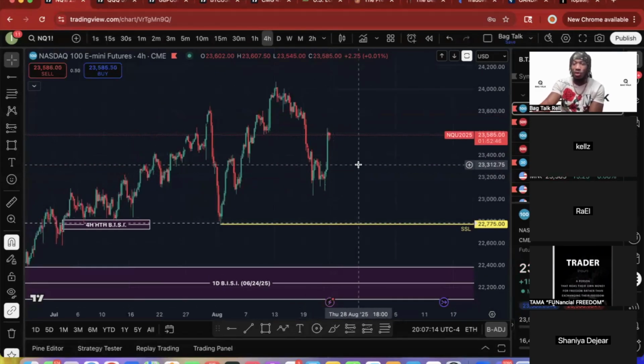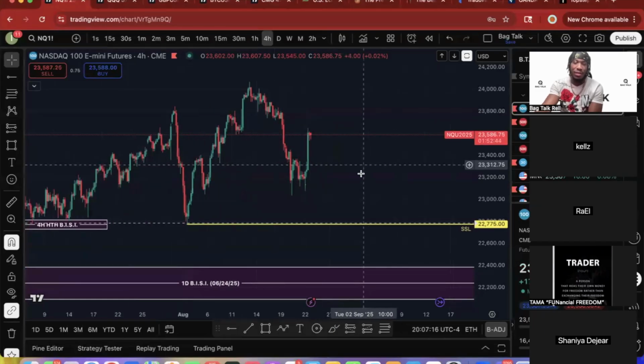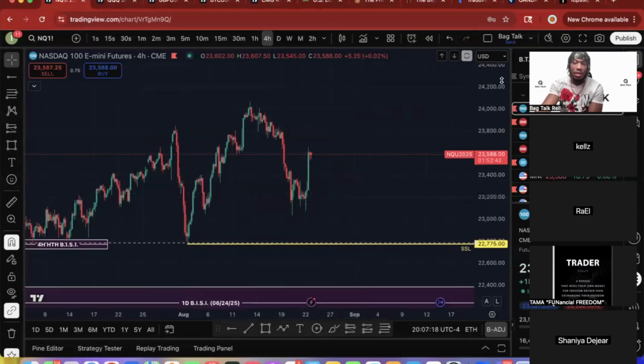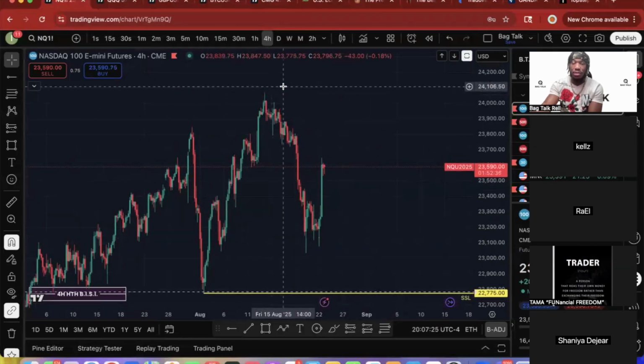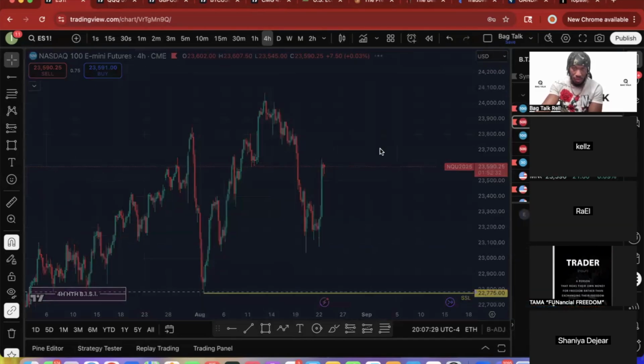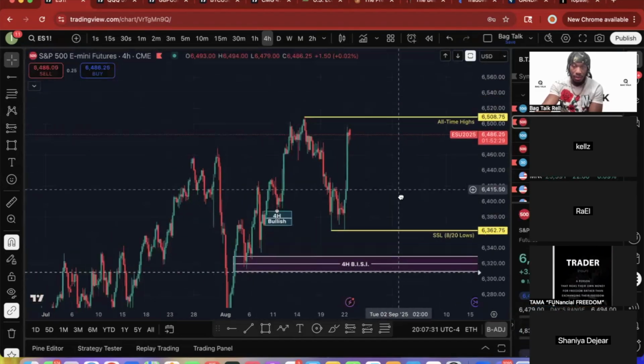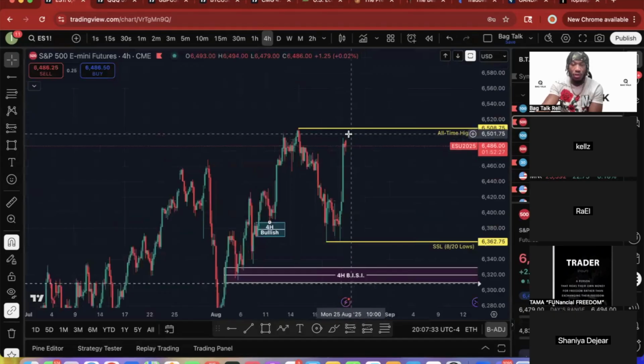That it's the last week of August and everything. I'm not really feeling it. So here's another reason why I say that. So you guys see where Nasdaq sits, right? Look at where all-time highs are. This is the 4-hour time frame. Let's look at the S&P. You see what I mean? Whole different vibe. Whole different vibe.